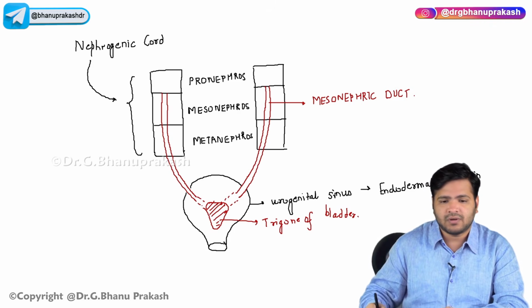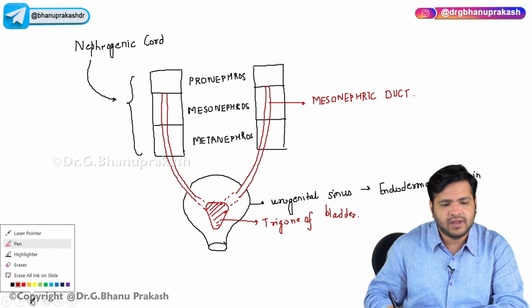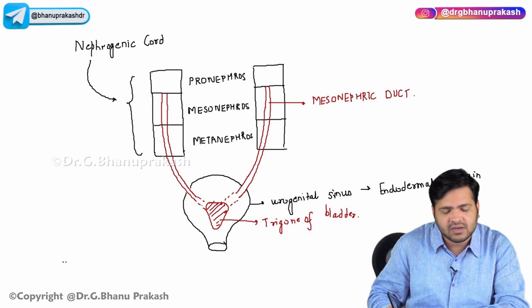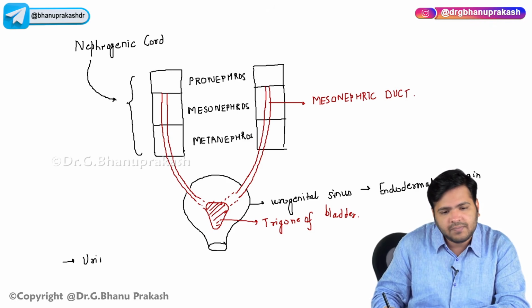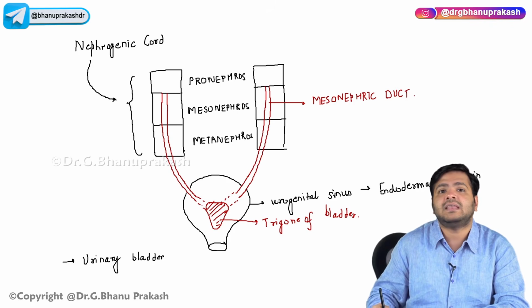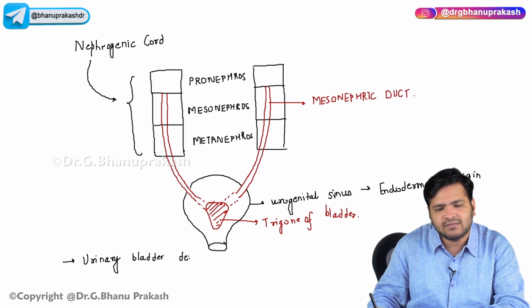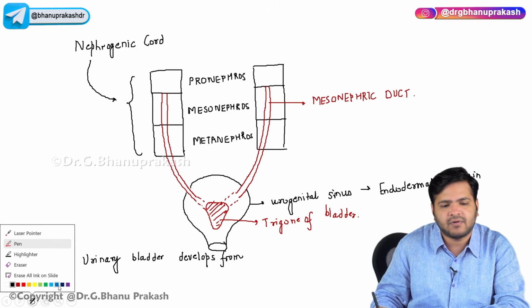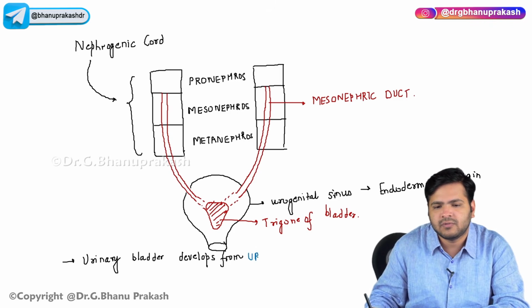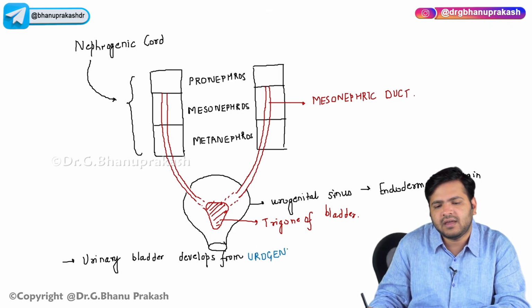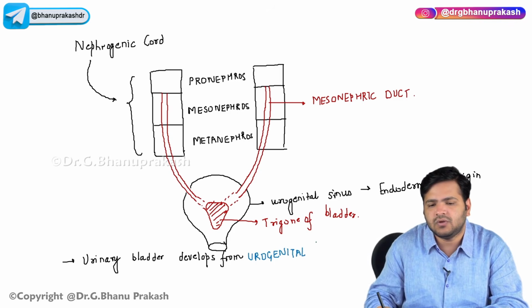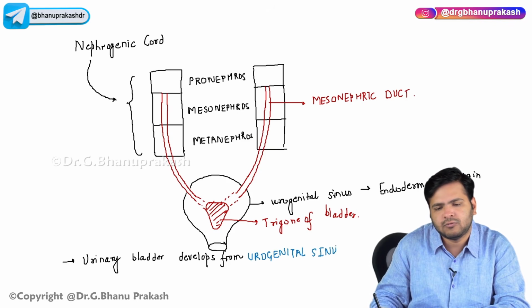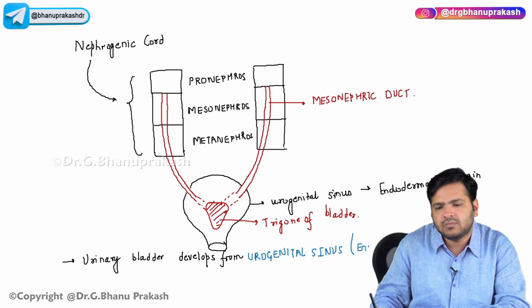Now, you should remember the whole urinary bladder, right? Let us just write these two statements. The whole urinary bladder basically develops from the urogenital sinus, right? It develops from the urogenital sinus, and urogenital sinus is endodermal in origin.